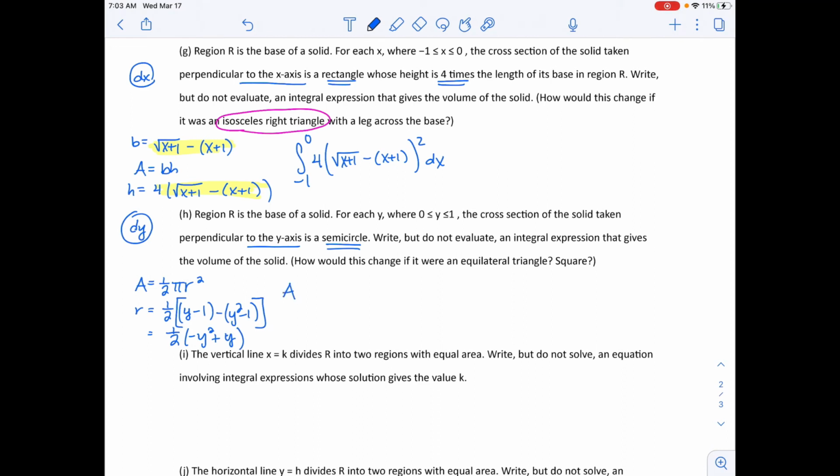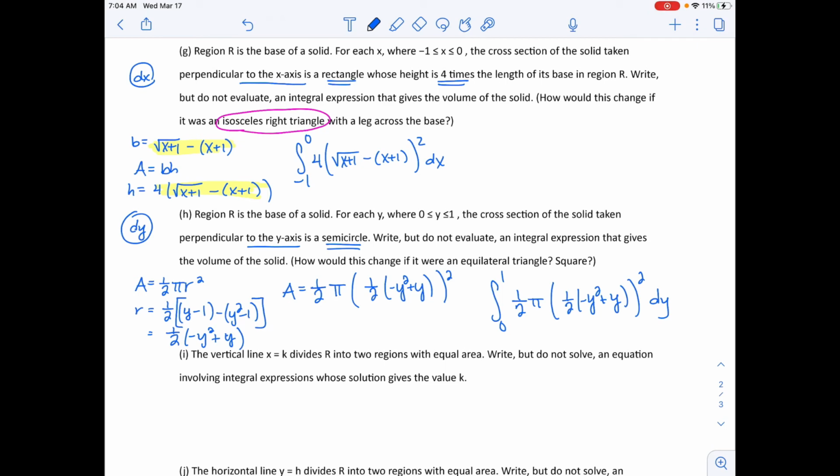So the area is 1/2 pi, and then r squared, and r is 1/2 negative y squared plus y. So all that squared. And so we have the integral from 0 to 1, because we are in y, 1/2 pi, radius, which is 1/2 negative y squared plus y, all squared, dy.